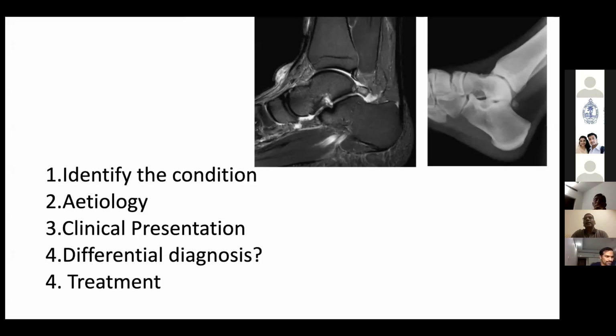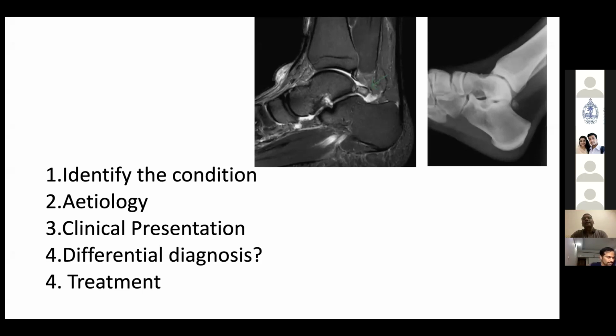So this is the MRI and the X-rays, given only lateral views, and they concentrate on the posterior aspect of the ankle. Can you see something there? Yes, os trigonum. Very good. It's called os trigonum.